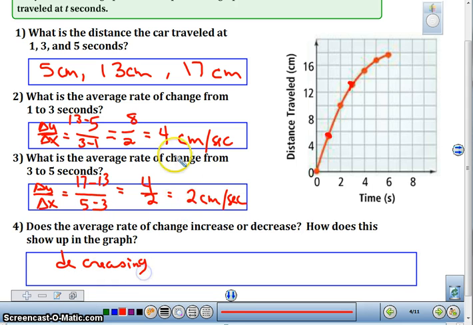How do you know? Well, it went from 4 to 2. 2 is a smaller number. And if you look at the graph, here it was a bigger change to here it being a smaller change. So how does this show up on the graph? We might say that when we look at the graph, the curve is flatter as time increases. But this only goes to a certain point, up to 6 seconds. And now it looks like it's at its maximum point.